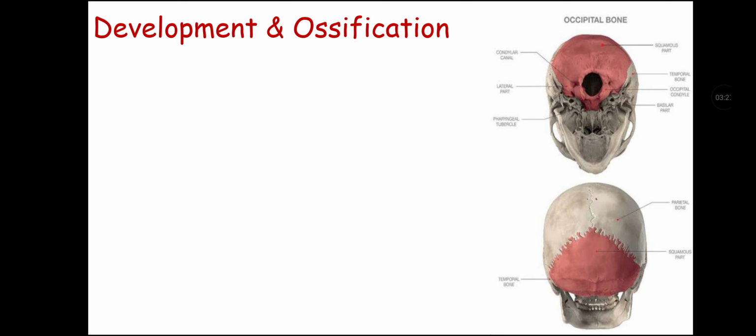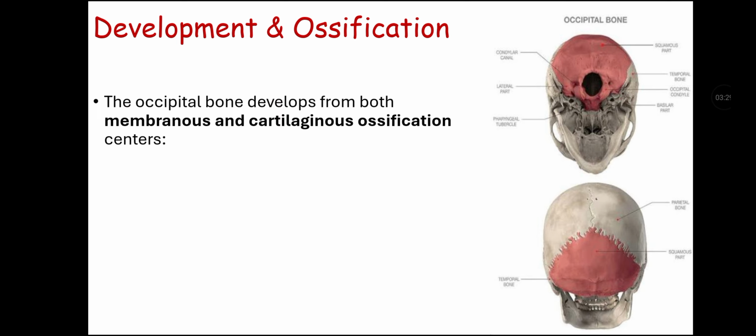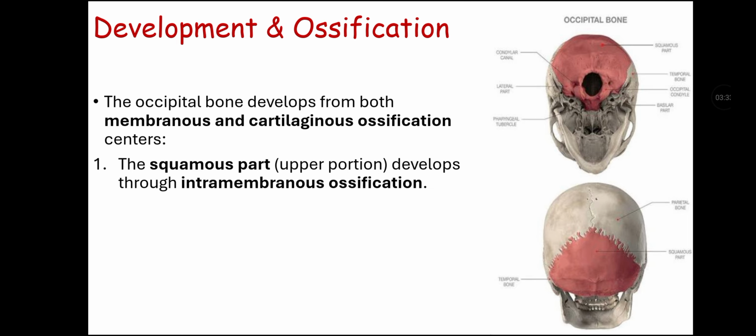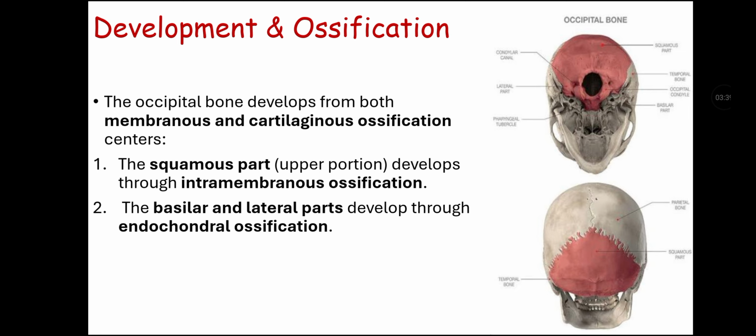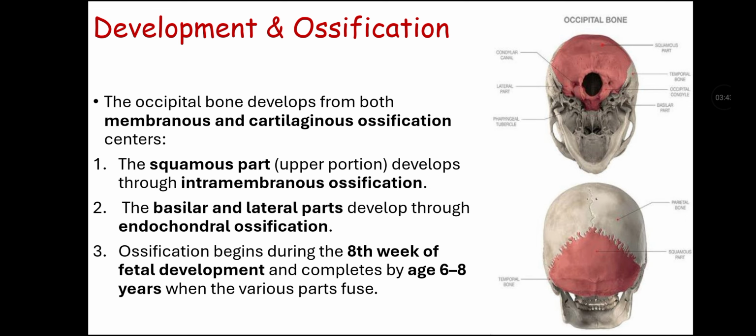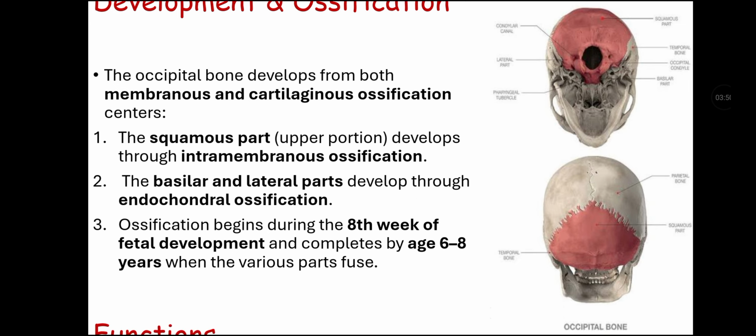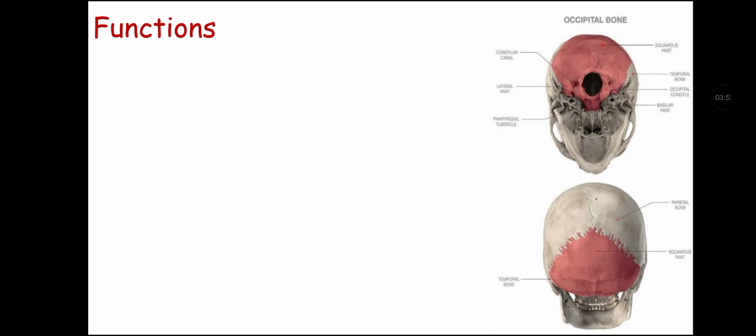Development and ossification of occipital bone. Occipital bone develops from both membranous and cartilaginous ossification centers. The squamous part, that is upper portion, develops through intramembranous ossification, and the basilar and lateral parts of occipital bone develop through endochondral ossification. Ossification begins during the 8th week of fetal development and completes by age 6 to 8 years when the various parts fuse.